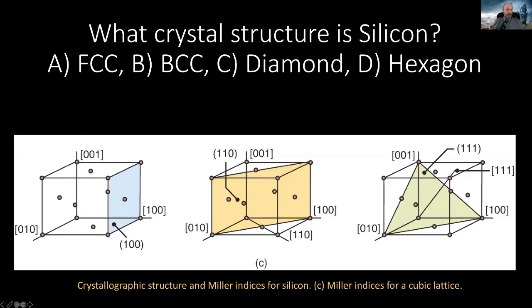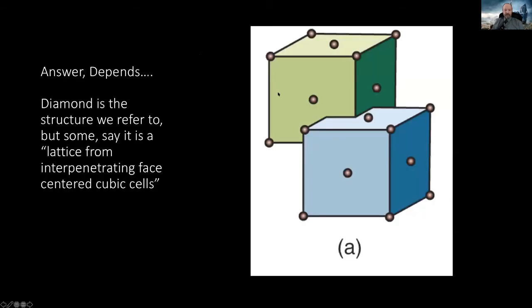All right, so let's jump back to crystals. Can somebody volunteer in the chat box what crystal structure silicon is made out of? It's either FCC, BCC, diamond, or hexagonal. Silicon's pretty much a diamond structure. Okay.